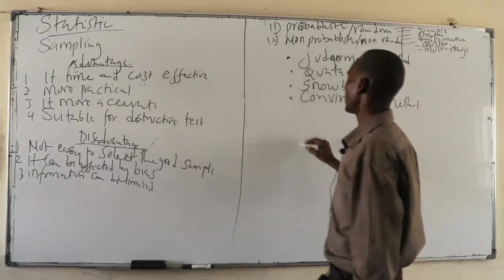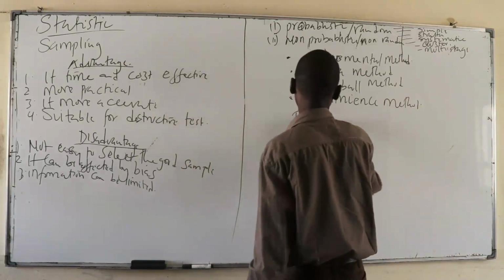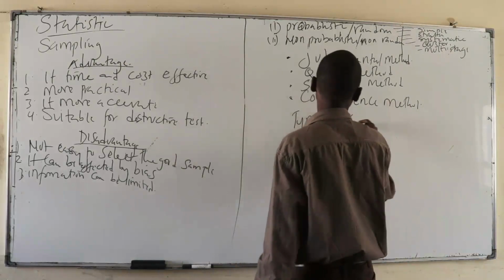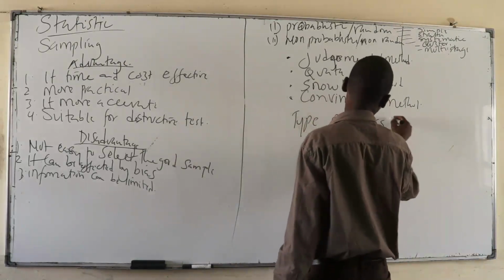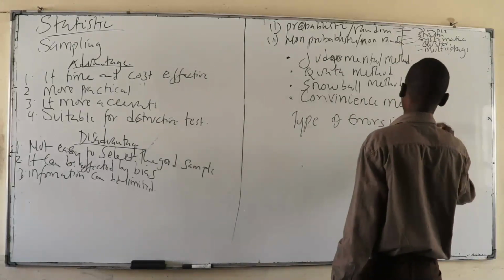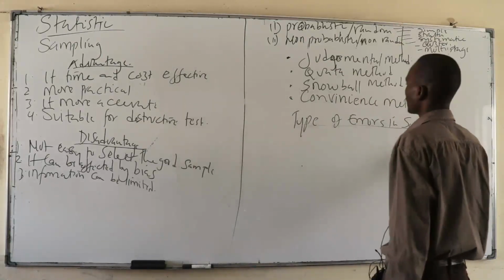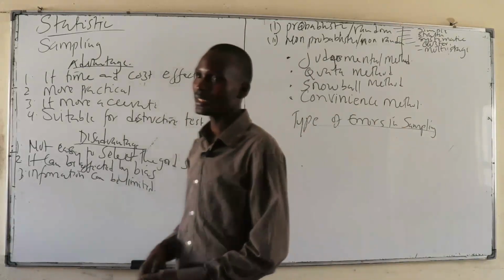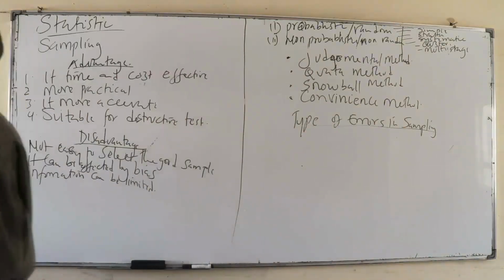Then we also have another type now, the type of error that can be found in sampling. Type of error in sampling.